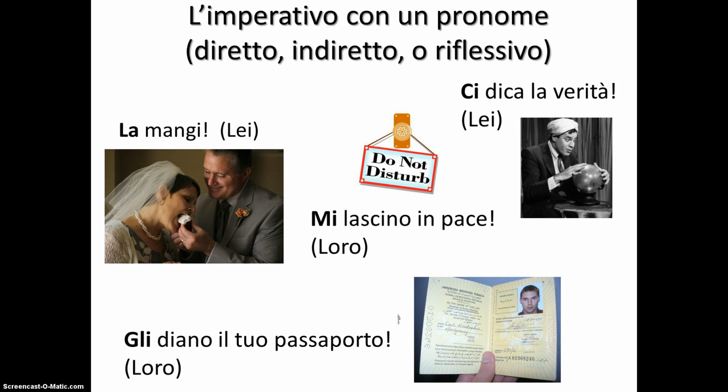To use pronouns with the formal lei or loro command forms, you will see a slightly different pattern. La mangi, eat it. Mi lasciano in pace, leave me alone. Ci dica la verità, tell us the truth. Gli diano il tuo passaporto, give him or them your passport. All of these examples are given either in the singular formal lei or plural formal loro form. Notice that with the formal command forms, the pronoun is not tacked on the end of the conjugated verb, but rather precedes it.